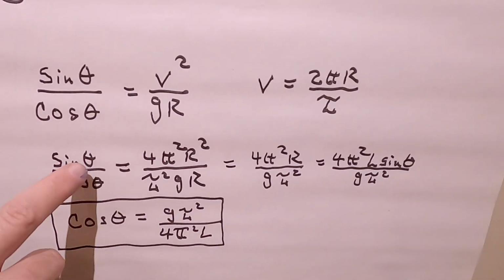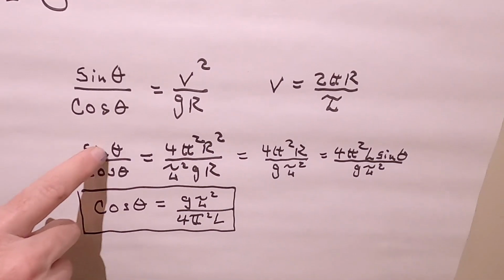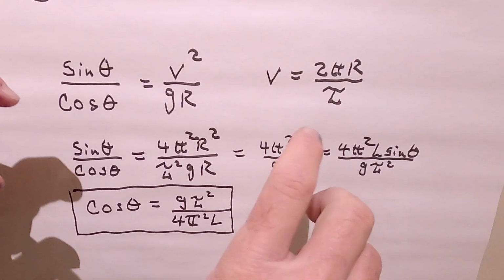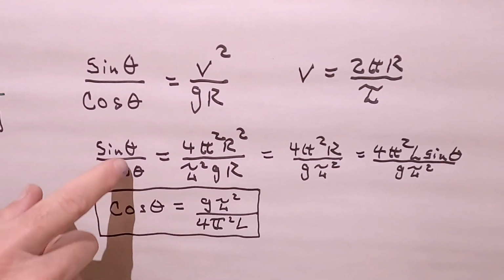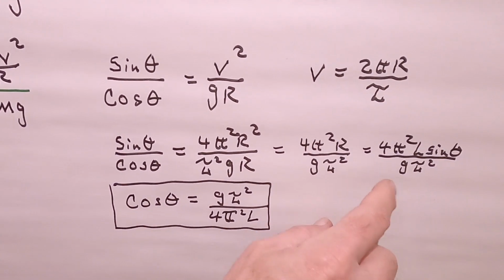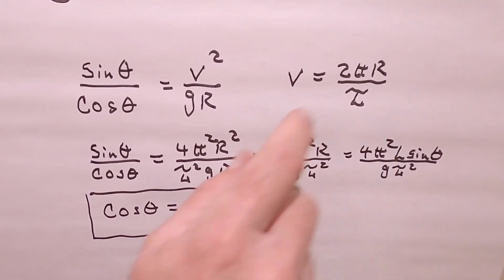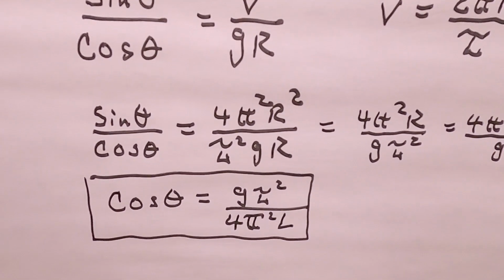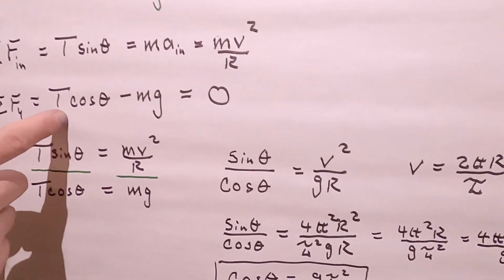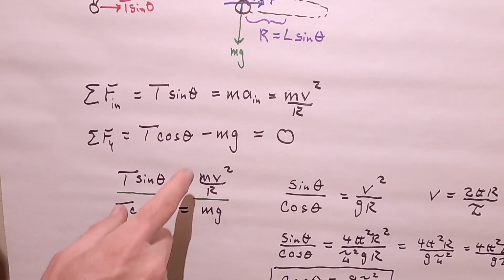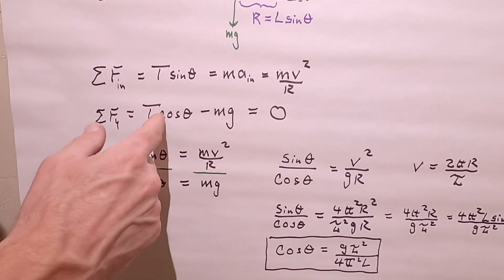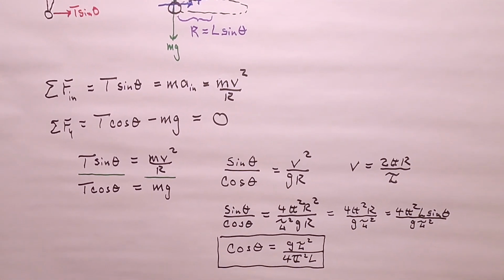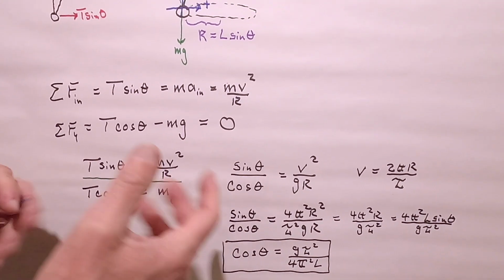And now you notice we have a sine theta on both sides. We can cancel these sine thetas. And if we want to solve for the cosine, we'll just flip both sides. So this becomes cosine theta, and this becomes flipped: gT squared over 4 pi squared L. And there's the angle. If I wanted to find the tension, you notice I could come up to here, and tension is equal to mg over cos. I could put that in for cos, and I could get the tension if I wanted that. But this is all I wanted to get. Okay, so there's circular motion. The next one will be a little bit more involved.